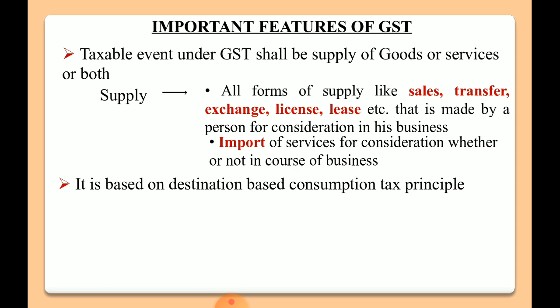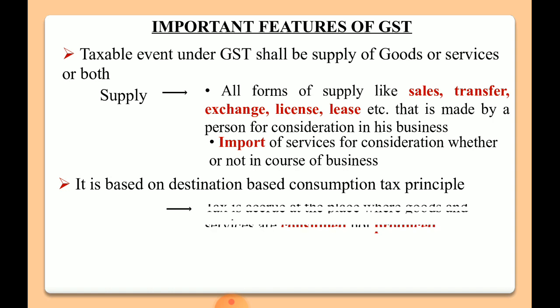The next important feature of GST is that it is a destination based taxation system. This word destination is very important. It means tax is levied at the place where goods and services are consumed, not produced. It would be levied at the place where consumption takes place, not production. Earlier, taxes were levied on an origin based taxation system, but now after GST it is destination based. It means goods and services should be taxed at the place where consumption takes place rather than the place where origin takes place.